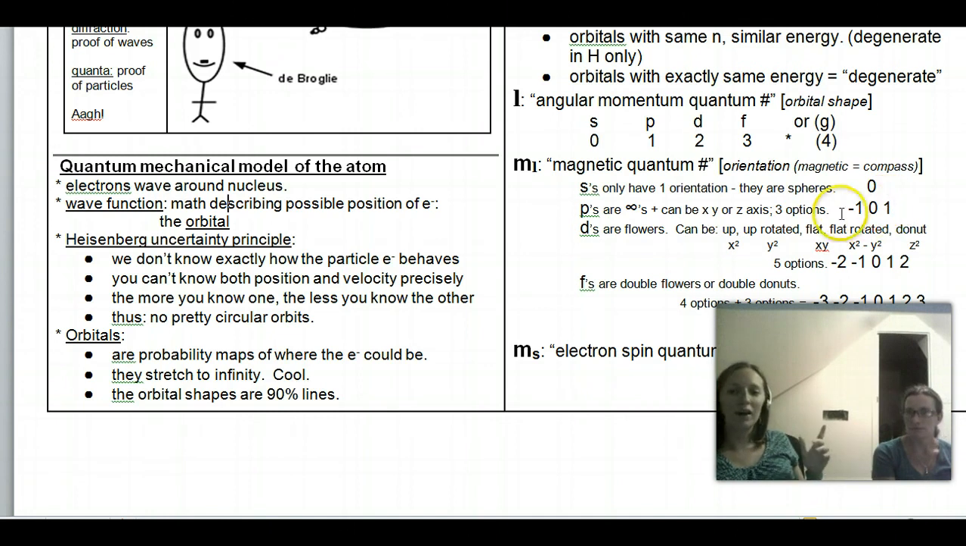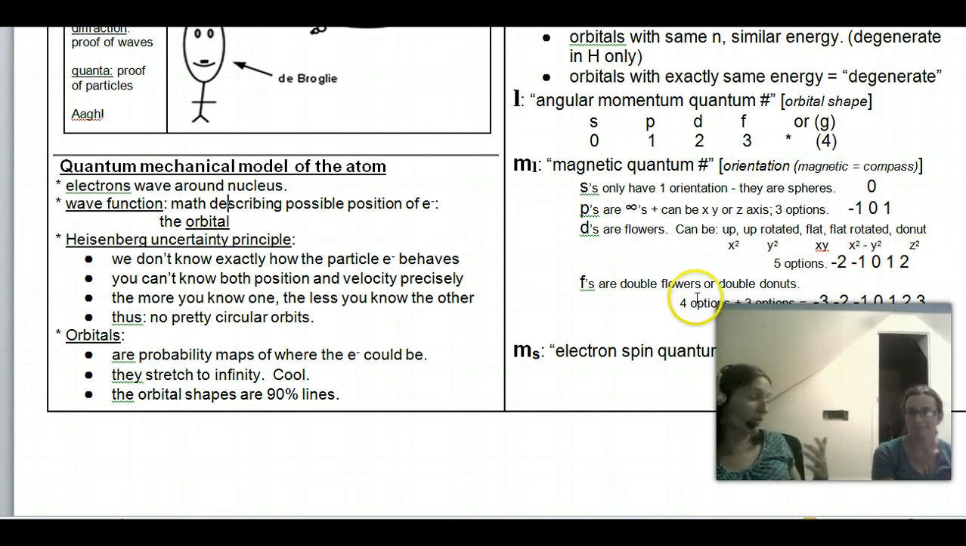What can you do? d's are flowers. You can have a flower facing up. You can have a flower that's canted a little bit. You can have a flower that's flat. You can have a flower that's rotated. And also there's a donut. So these are called x squared, y squared, xy, x squared minus y squared, and z squared, which is pretty rough. You don't have to know that. That's just referring to, well, it's in this axis kind of twice, and this axis. So your quantum numbers for that are, the middle one is 0, -1 and -2, and then 1 and 2.